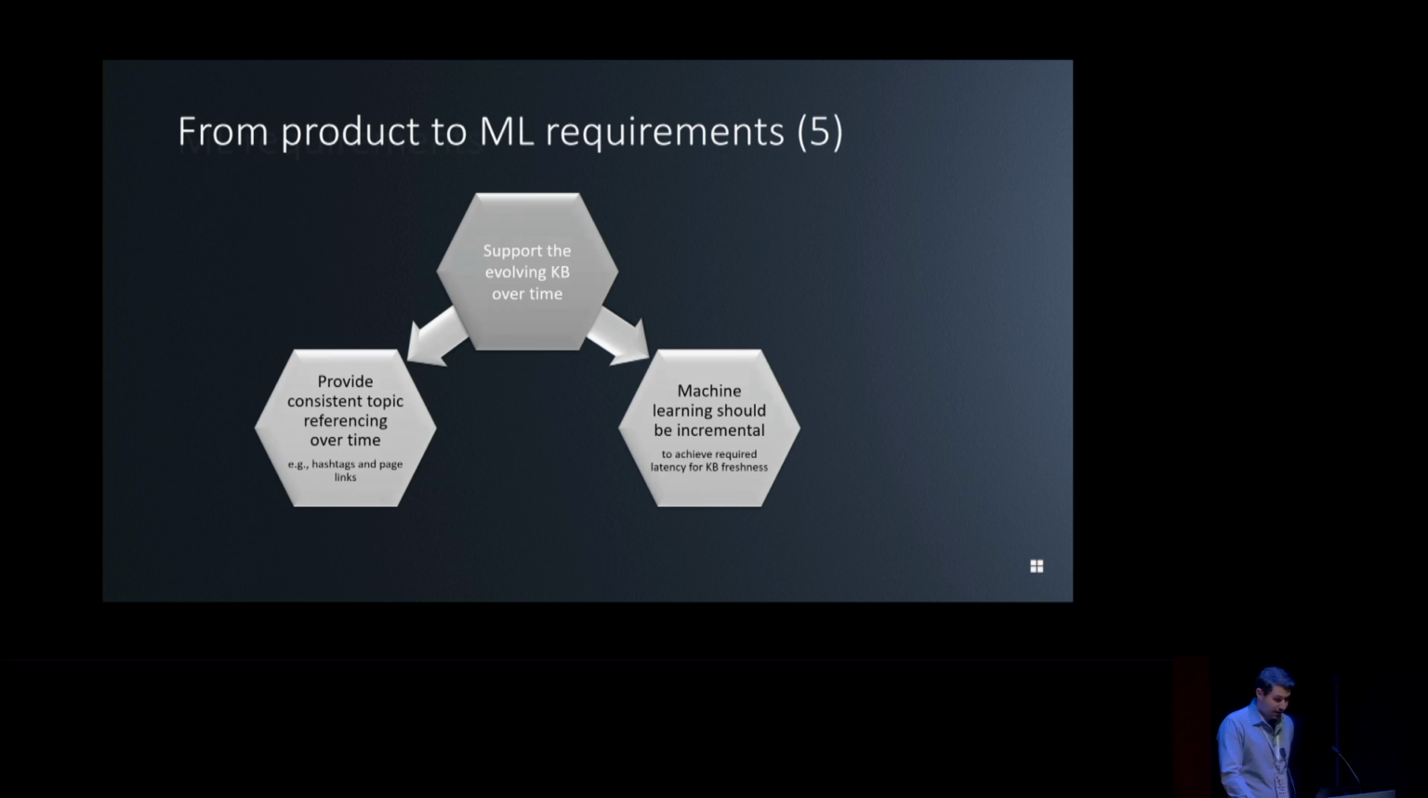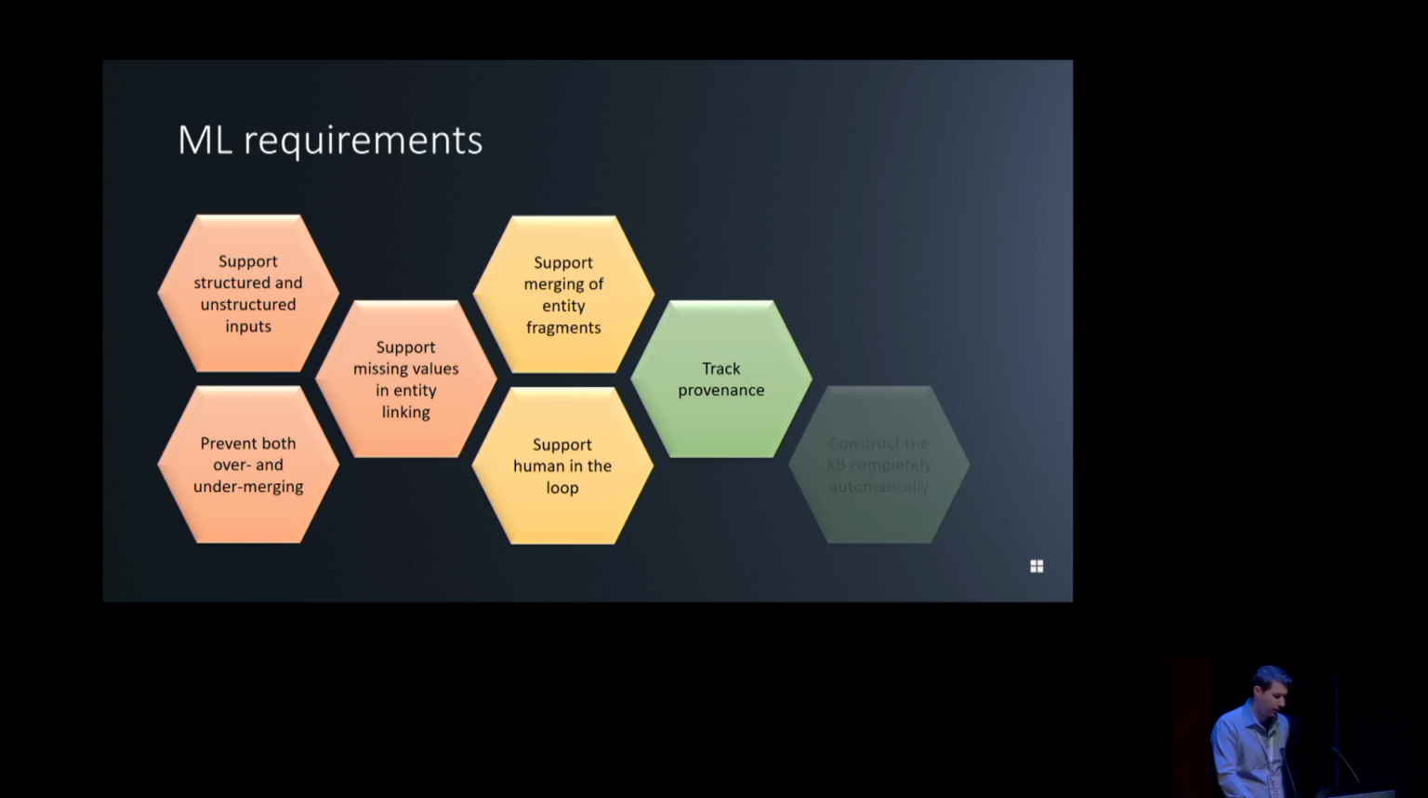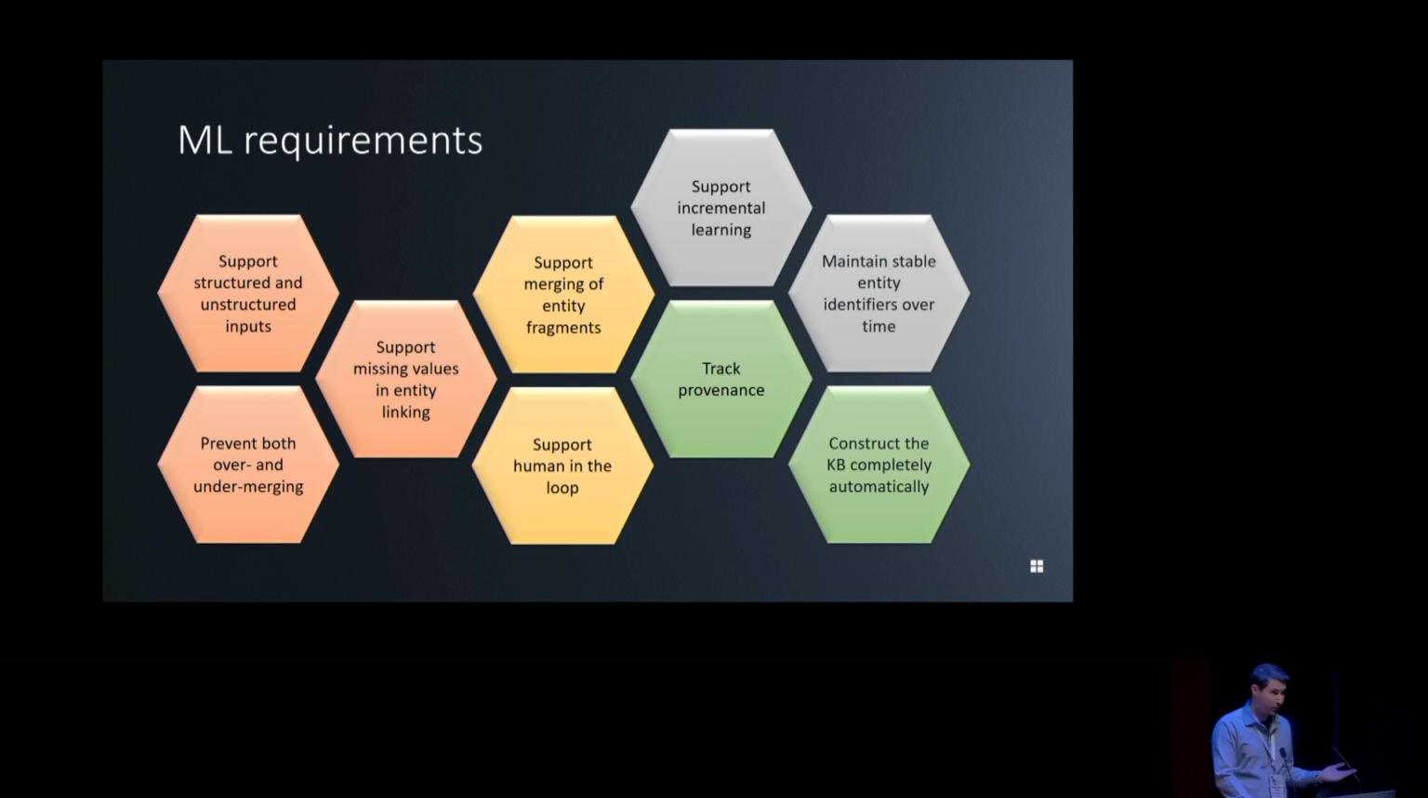All right, here's a quick summary of all of these requirements. Now this is probably one of the most important slides in the deck. So I'll just go over them. You have to support structured and unstructured inputs. You have to prevent both over and under merging. You have to support missing values in linking. You have to support merging of fragments and the human in the loop. You have to support incremental learning, tracking provenance. You have to maintain stable entity identifiers over time, and you truly have to construct the knowledge base automatically.